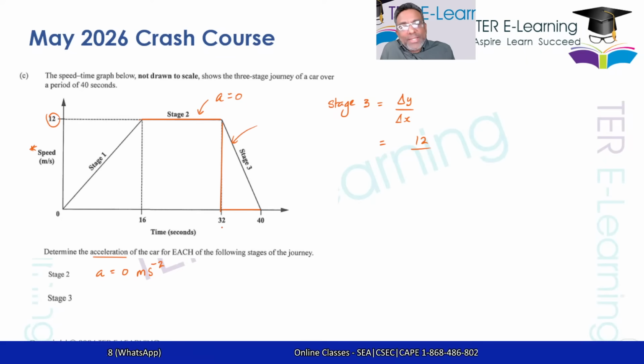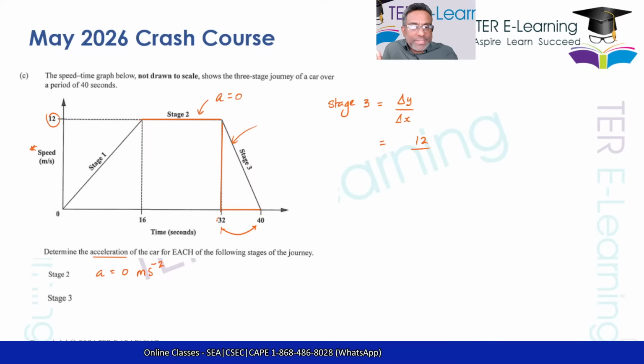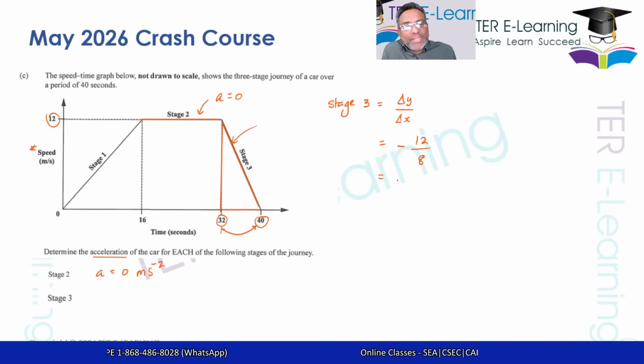Now that change here is, you have to subtract these two numbers, because if the starting point is 32 and the end point here is 40, it means that the change in x is actually 8. So this is going to be 8 here. But because of how this line is sloping, it is going to have a negative slope. So just put a minus sign here. Now this is a quick way to work out a question like this. So that's minus 12 over 8, which is going to be minus 3 over 2. So this is going to be minus 1.5 meters per second squared.